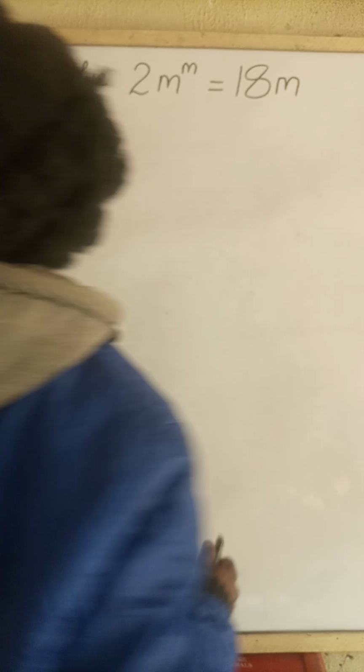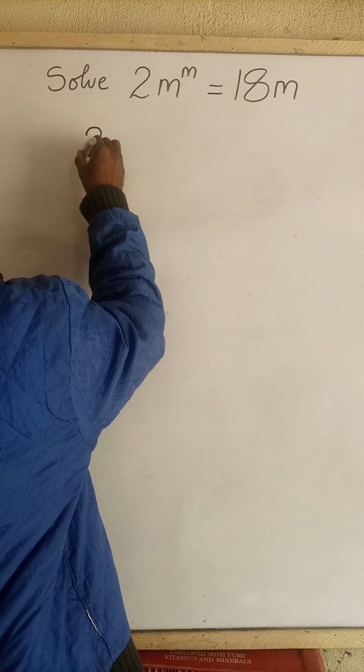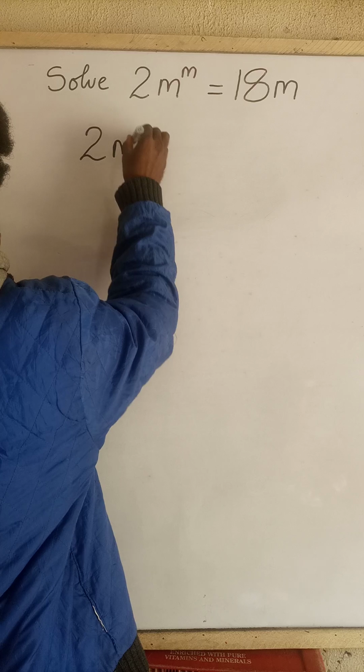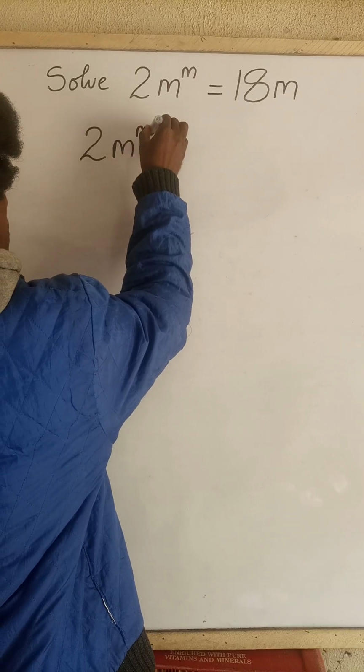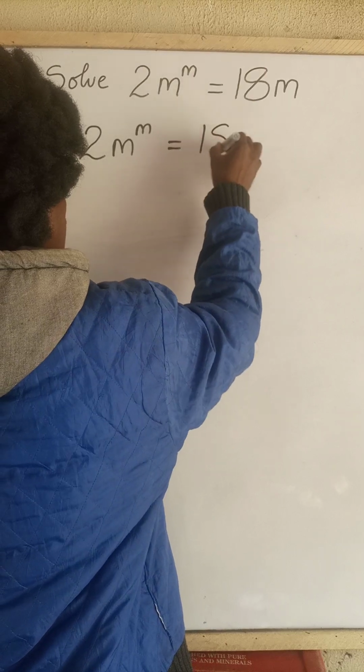The question says solve 2m power m is equal to 18m.